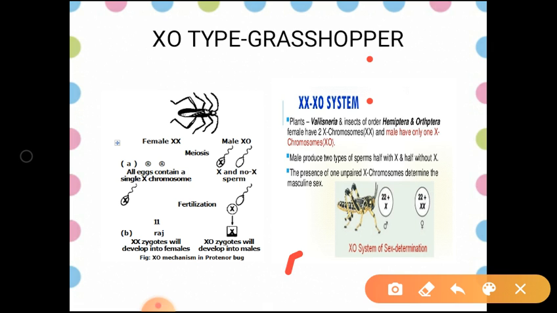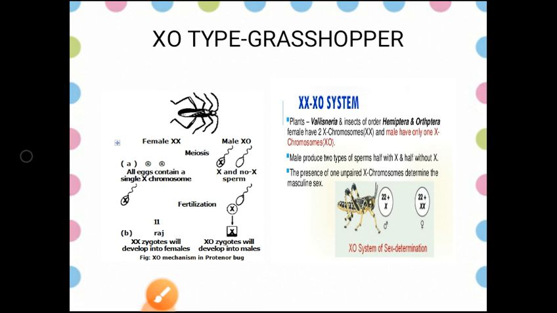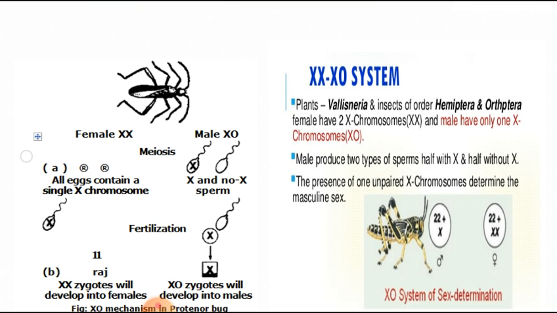Female insects consist of 2 X chromosomes, so the egg consists of only 1 X chromosome. Can you see here? Female has double X chromosome. Male has the XO pattern. So the male insects have 1 chromosome less than the female. So all the eggs have which chromosome? A single X chromosome, because the gamete is haploid.